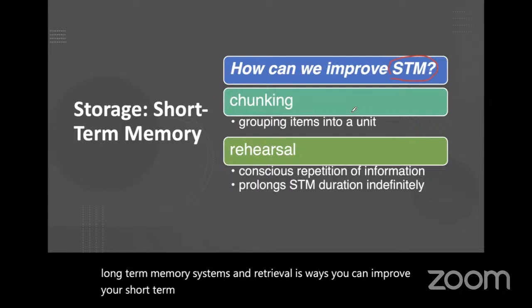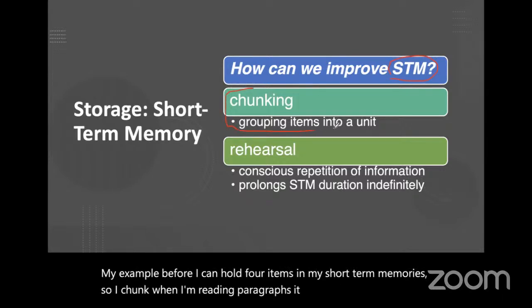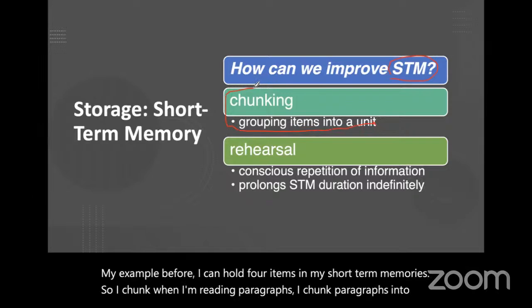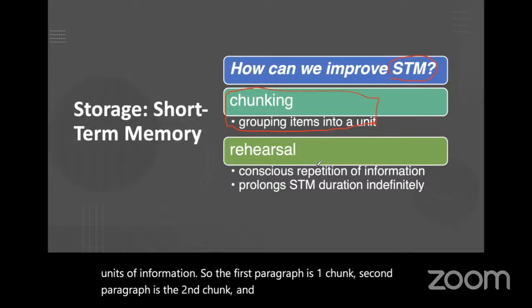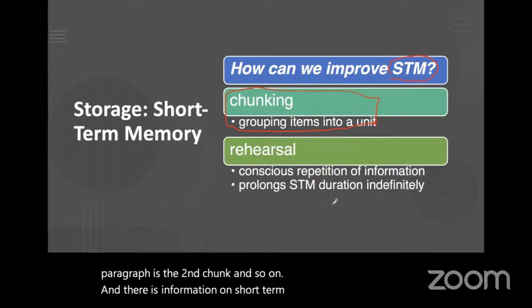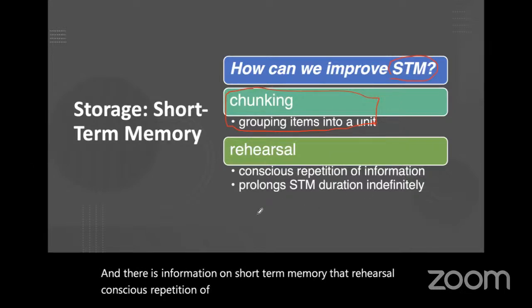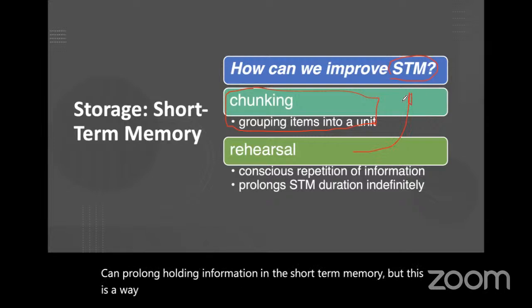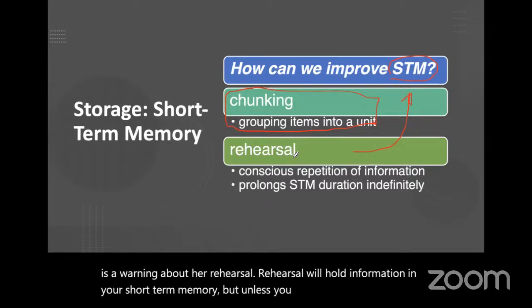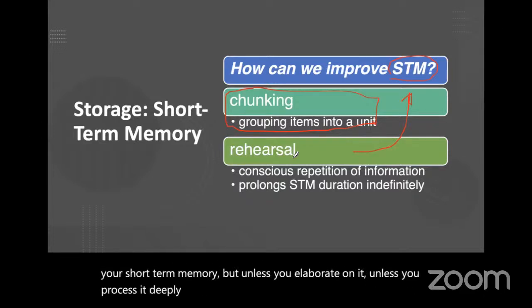As I mentioned in my example before, I can hold 4 items in my short-term memory. So when I'm reading paragraphs, I chunk paragraphs into units of information. The first paragraph is one chunk, the second paragraph is the second chunk, and so on. And there is information that rehearsal, conscious repetition of information, can prolong holding information in the short-term memory. But this is a warning about rehearsal. Rehearsal will hold information in your short-term memory, but unless you elaborate on it, unless you process it deeply, it's less likely to go into long-term memory.